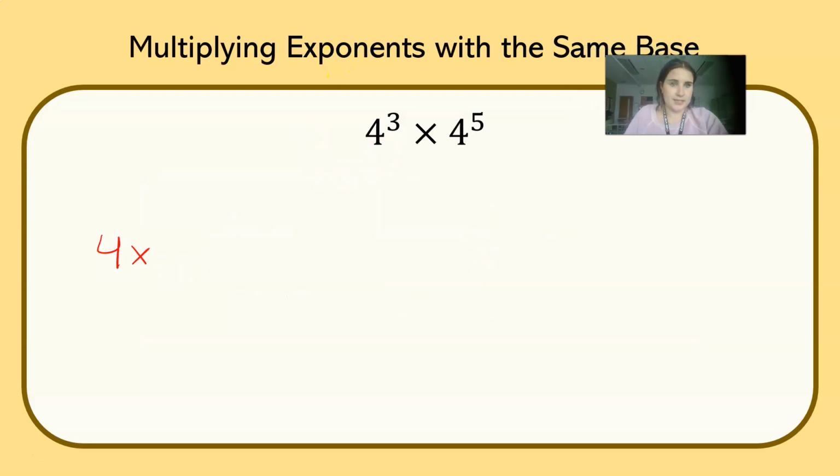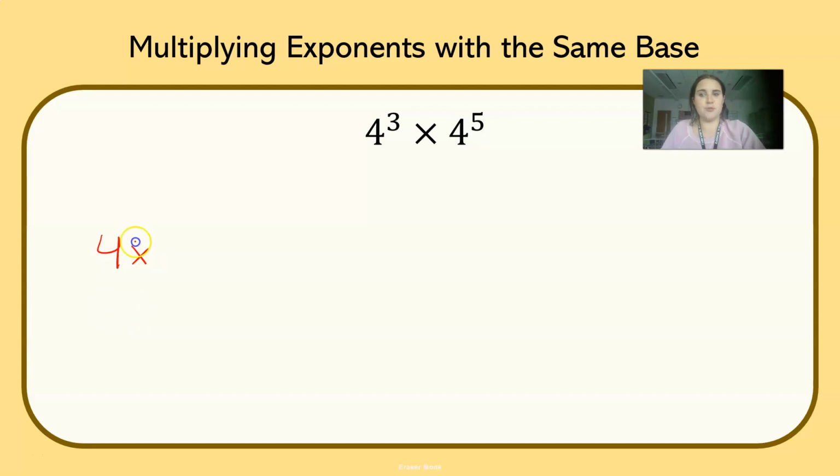We're going to start with an example and see what happens when you multiply numbers with exponents that have the same base. What's really important here is that our numbers have the same base. So this example is 4 to the third power times 4 to the fifth power. They both have a base of 4, and we're going to see what happens when we multiply them.